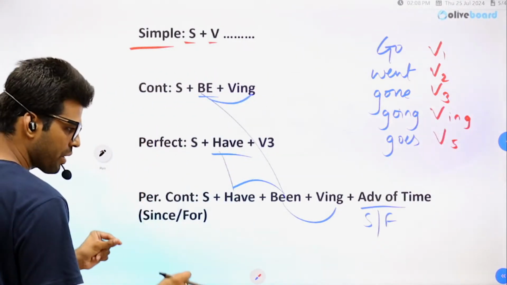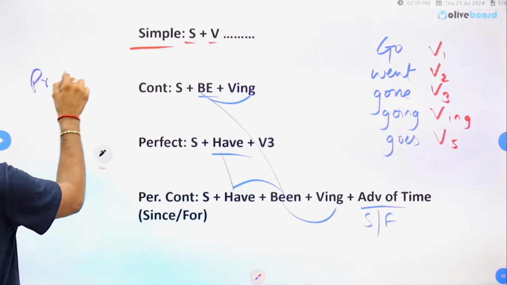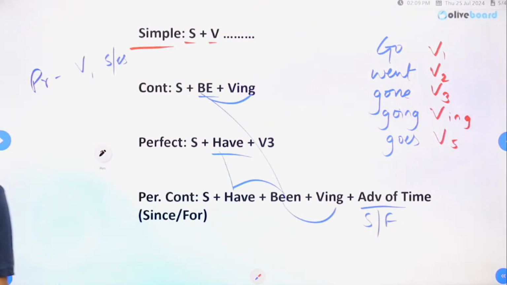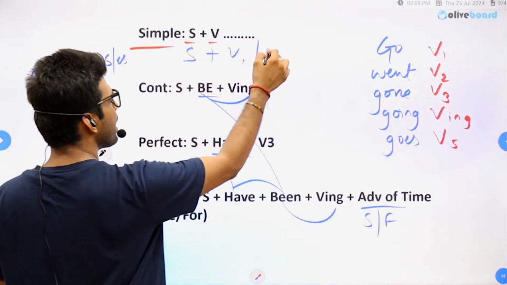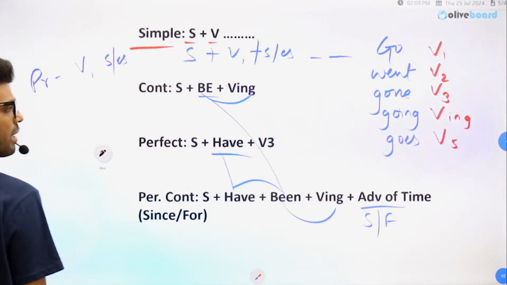These are the raw structures. Let's frame time. When we talk about present, we put either V1 or V1+S/ES for a singular subject. So of course in the very first one we do this: subject plus V1 or V1+S/ES for a singular subject. Done. Remaining fraction as it is, present indefinite.